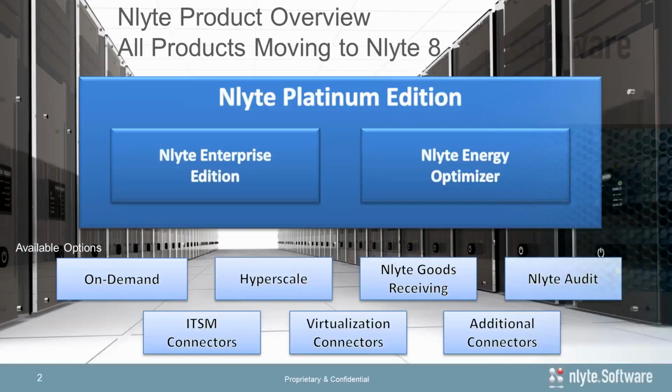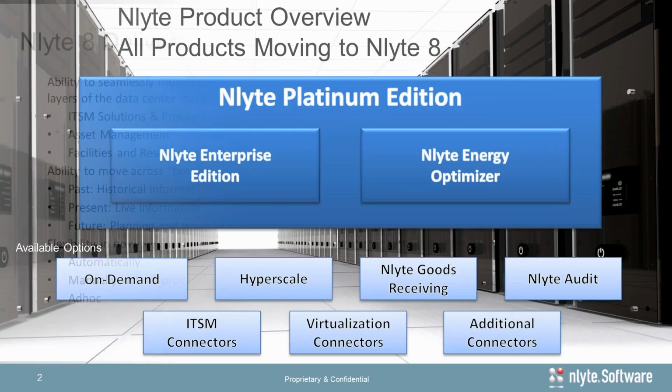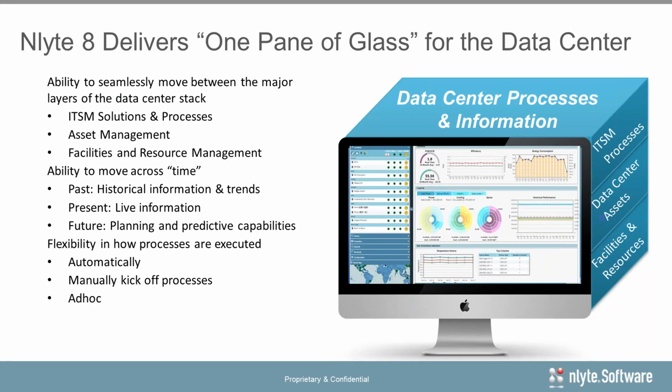All right, so we're going to talk about Nlyte 8. We're going to talk a little bit about Neo, which is Nlyte Energy Optimizer, and how the two combined together give us the Nlyte Platinum Edition. So it's about bringing in real-time metrics into the Nlyte system and looking at what's new inside the Nlyte system today.